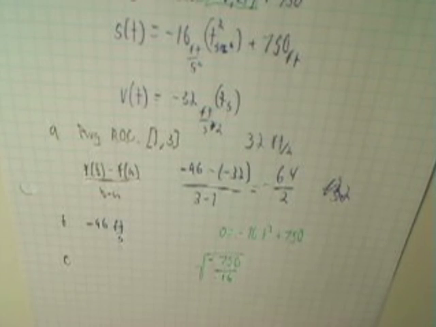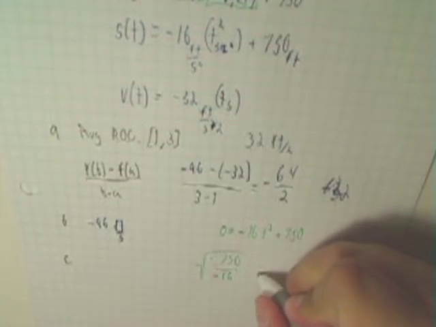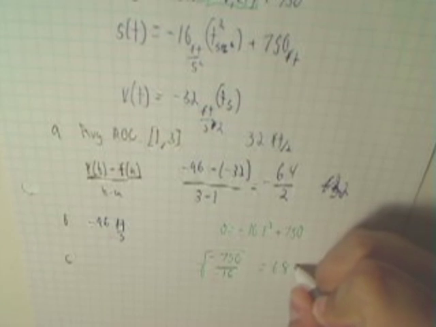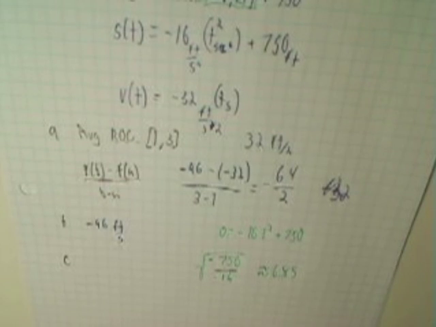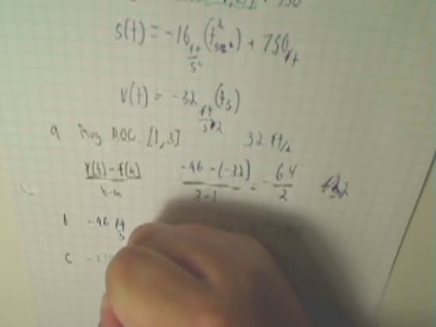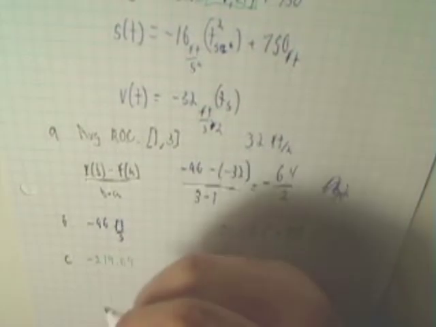So 750 divided by 16, square root of that, is about 6.85, rounding to 2 decimal places. And then plugging this number back into our velocity function, it's about negative 219.09 feet per second.